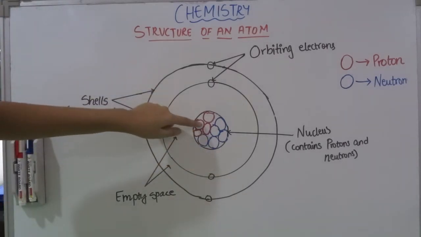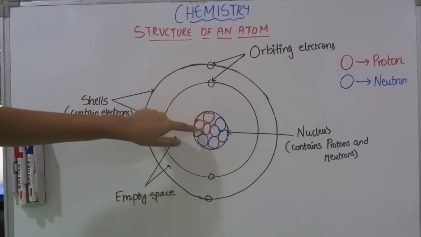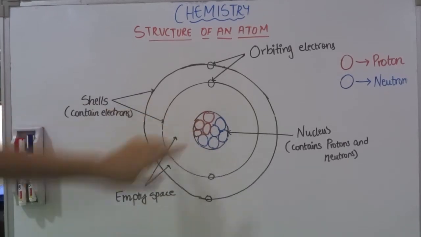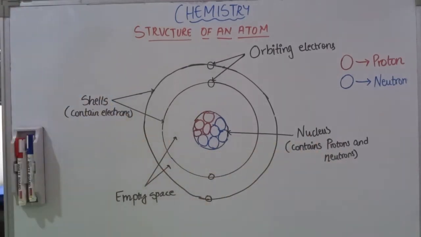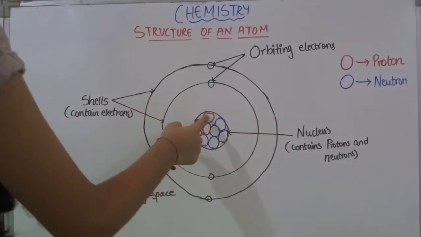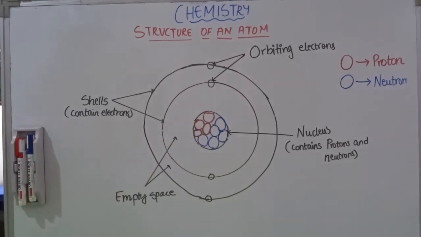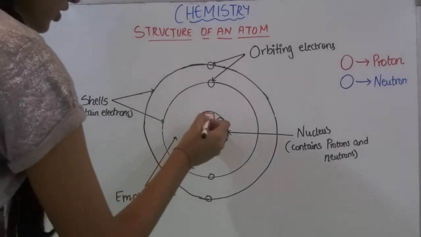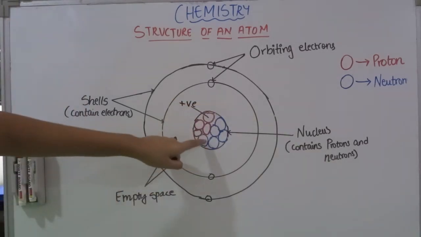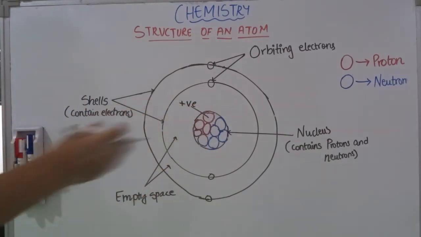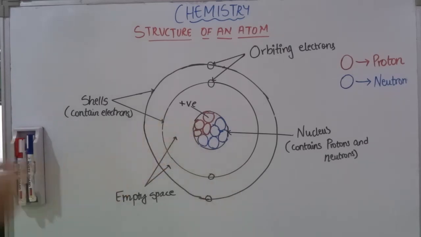The mass of a neutron and a proton are equal. So the mass of this proton and a neutron are equal. Now this nucleus contains the protons and the neutrons. Now the red symbolizes a proton and the blue symbolizes a neutron. Now the proton has a positive charge, while the neutron has no charge. So it is neutral, while the proton has a positive charge.